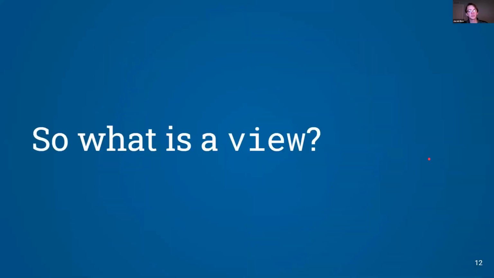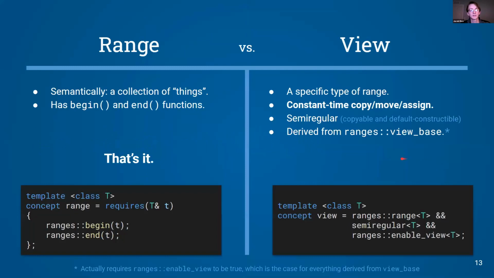So first we need to go over what is a view. Okay, I want to disambiguate a little bit here, because ranges are not a new idea in C++20, but the formal definition kind of is. It's a generalization, right? A range is a collection of things. So this includes standard containers, and it's just anything with a begin and an end. And this is the entire concept. A view is a specific type of range, and most importantly, it's constant time, copyable, movable, and assignable. That's what sets a view apart.